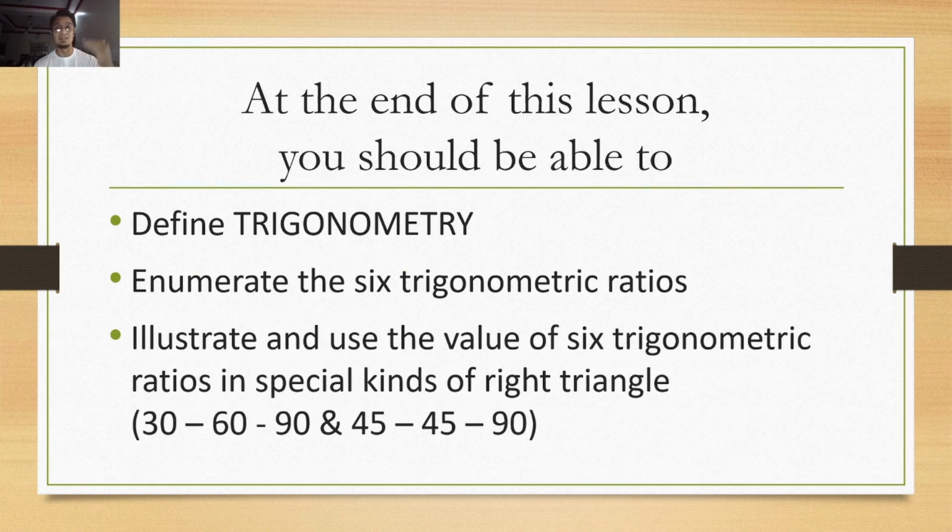Last but not the least of our aim for today is to illustrate and use the value of 6 trigonometric ratios in special kinds of right triangle. Ito pala yung tinatawag natin na may special angle. The special kinds of right triangle. And what are those two? The 30, 60, 90 degree triangle and the 45, 45, 90 triangle. So these three, we are hoping that we can achieve after this lesson.